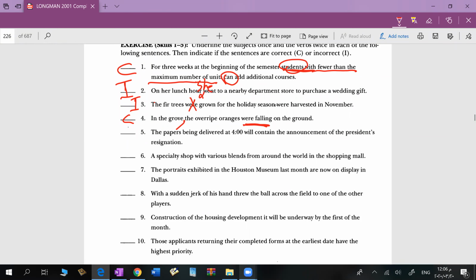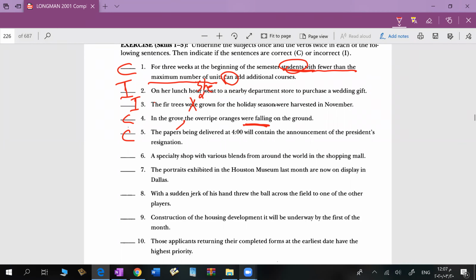"The papers being delivered at 4 will contain the announcement of the president's resignation." Incorrect. Why incorrect? Correct. It's correct. What made you say it is incorrect? By removing they. The papers are the subject, and will is the verb. I'm asking our colleagues, our friends who said incorrect, tell me what made you confused? Because we have being delivered. Being is what? Is a present participle.